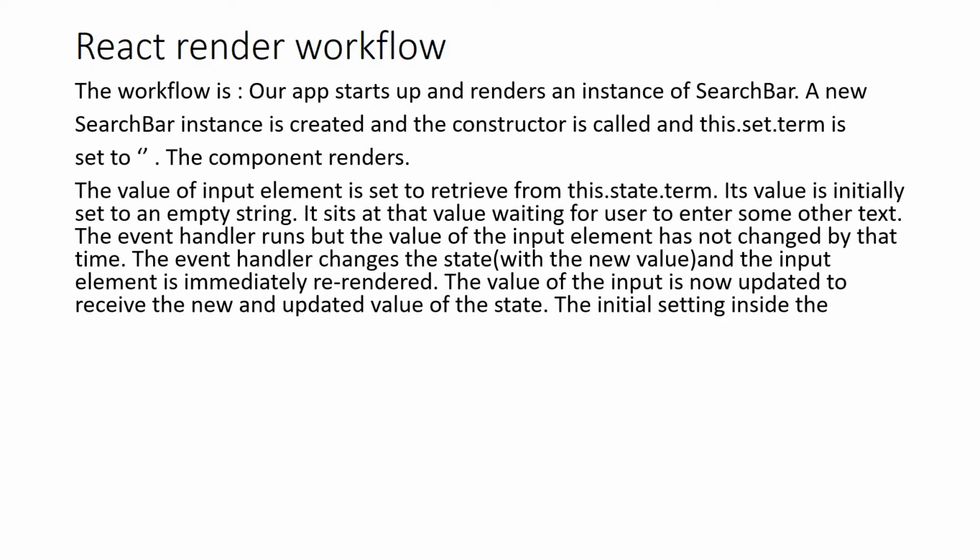It sits at that value waiting for the user to enter some other text. And this is very important to understand. The value of the input element is set to retrieve from this.state.term. Now its value is initially set to an empty string. It sits at the empty string value waiting for the user to enter some other text. The event handler runs, but the value of the input element has not changed by that time. The event handler changes the state with the value, and the input element is immediately re-rendered. The value of the input is now updated to receive the new and updated value of the state.